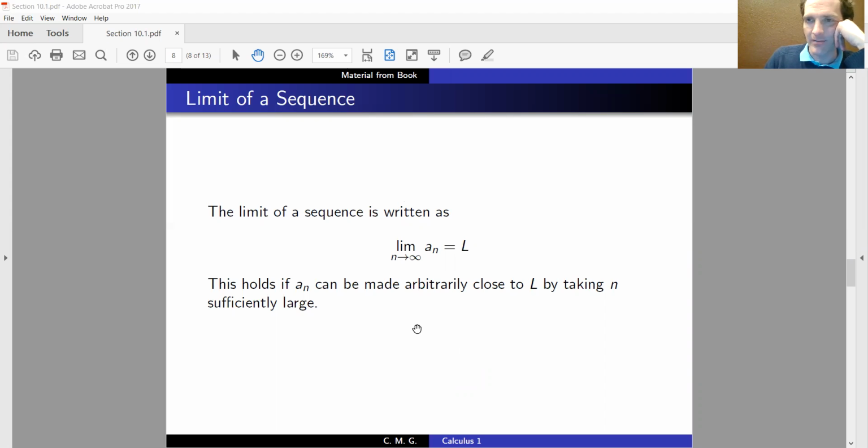And if it does not have an L, if that L is infinity or something like that, or L is nothing, then that's going to be a divergent sequence. So the sequence diverges if it doesn't have a nice number that it goes to. It converges if it goes to something finite.